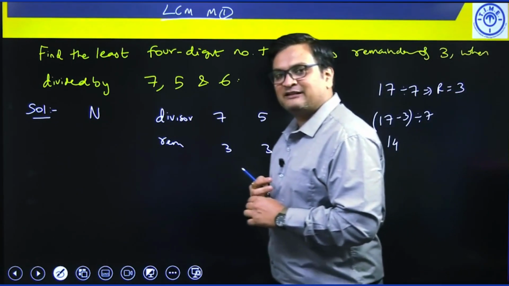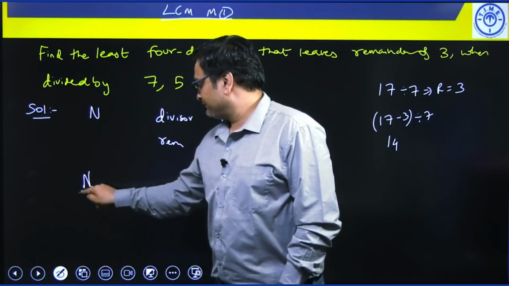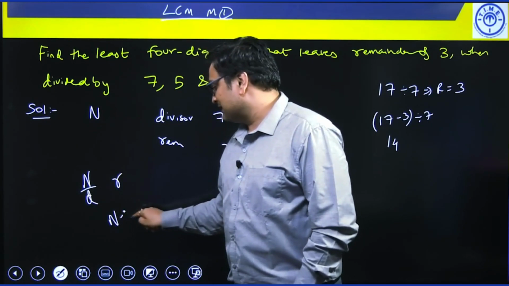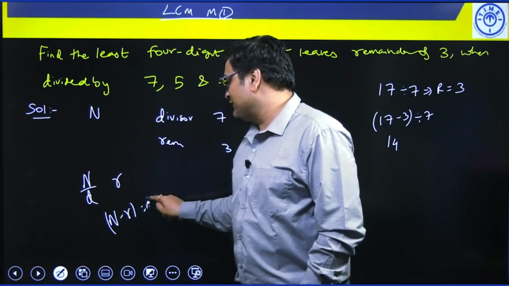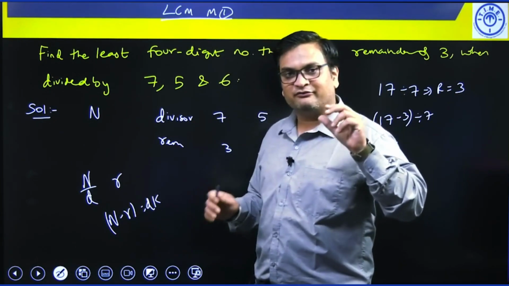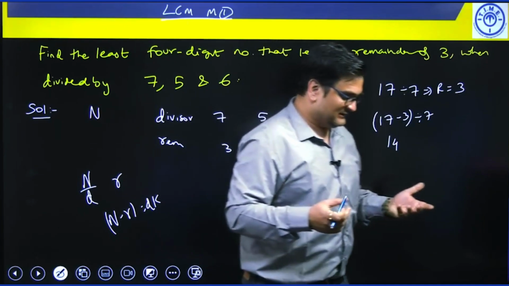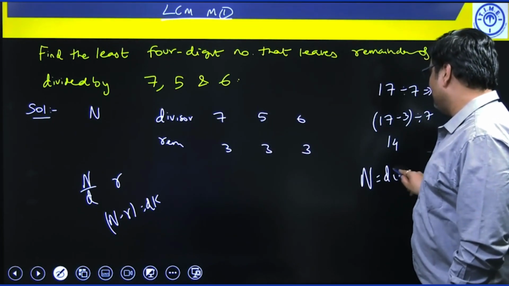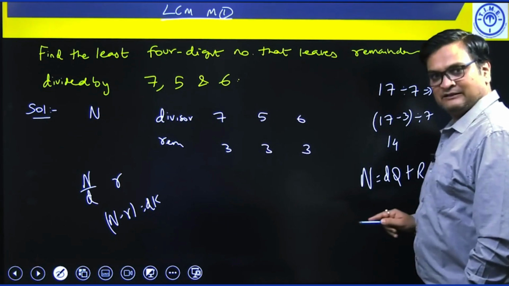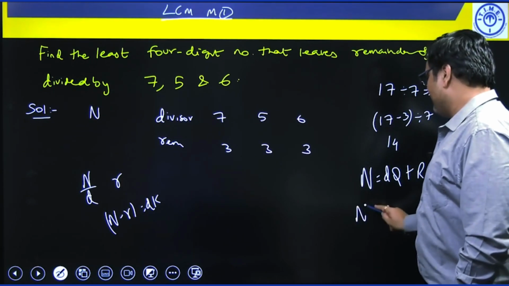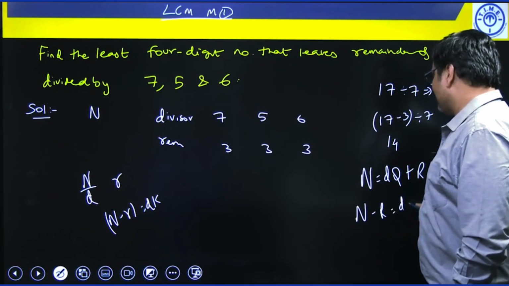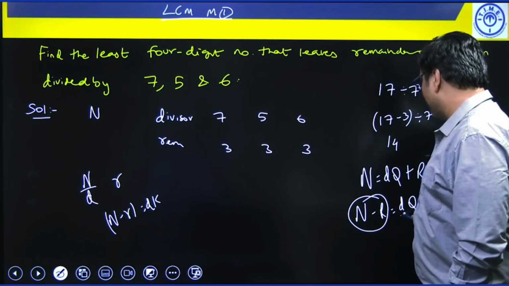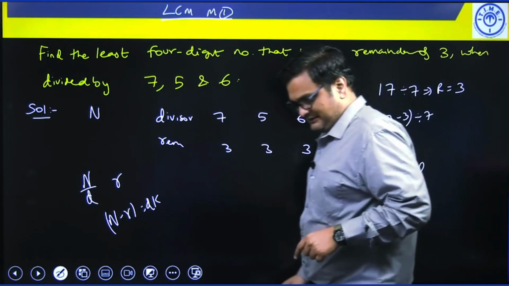So if n divided by d gives you r remainder, can I say n minus r is going to be a multiple of d or not? We can also look at it from the division rule. Dividend is equal to divisor into quotient plus remainder, right? So if you take this plus r on the other side, you get n minus r is equal to d into q. That means the number n minus r will be a multiple of the divisor only.